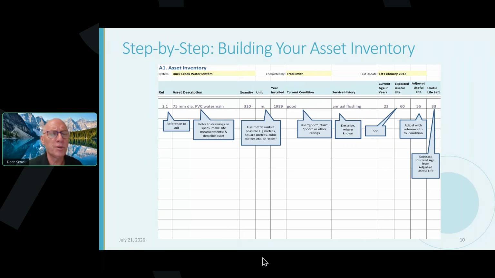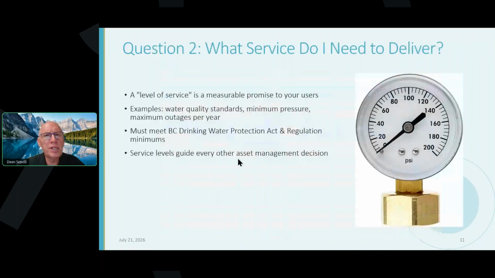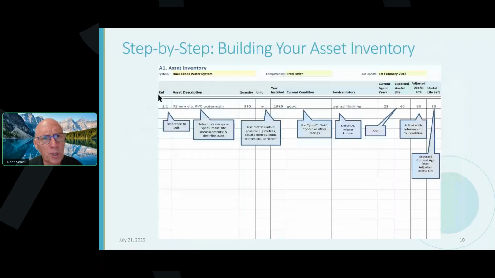So question number 2, what service do I need to deliver? Oh, sorry, I'm just going to go back one slide. I apologize, I was just giving the example of a water main. Of course, you put your pump down here, you put valves here, you put your chlorine injector here, you can put your reservoir. You list all your assets right there.